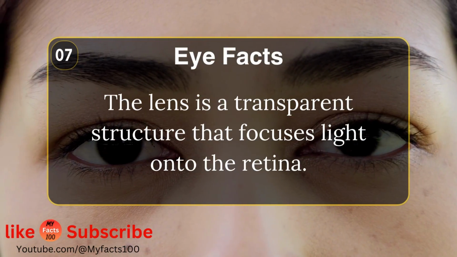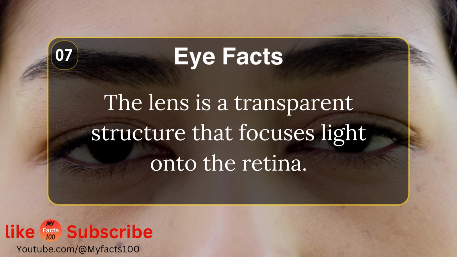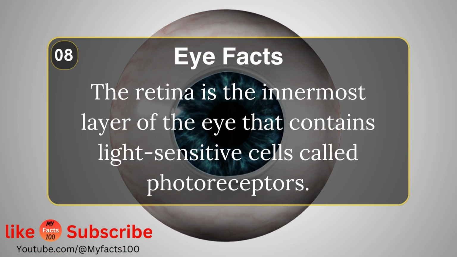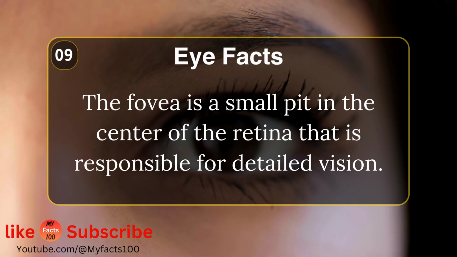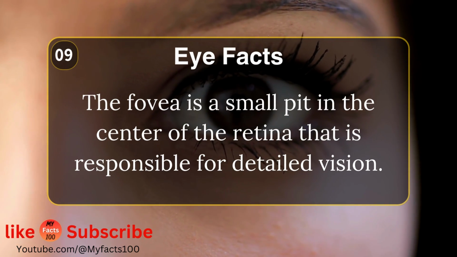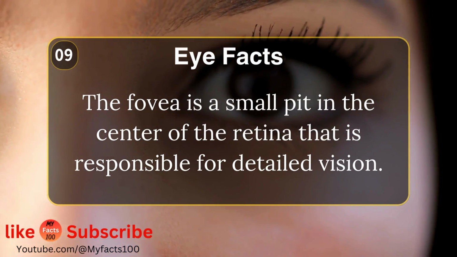The lens is a transparent structure that focuses light onto the retina. The retina is the innermost layer of the eye that contains light-sensitive cells called photoreceptors. The fovea is a small pit in the center of the retina that is responsible for detailed vision.